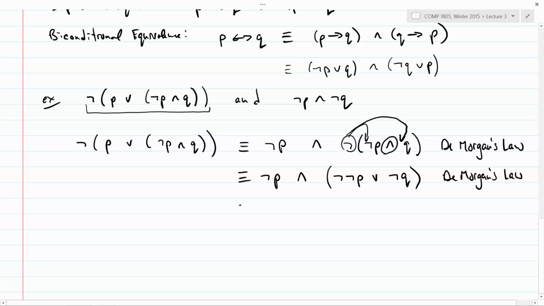All right, so now I look at this and I say, oh, I have two negations in a row here, and I know that I can get rid of those. So I say not P and (P or not Q), and that's by double negation.